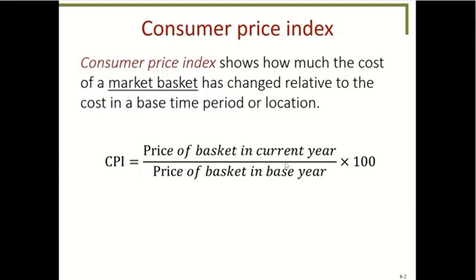CPI stands for Consumer Price Index and is calculated with a market basket. In the United States, the market basket is created by the Bureau of Labor Statistics, also known as the BLS. The basket they create represents the typical American household. The typical household does not include those living in rural areas, members of the military, and those that are institutionalized. To find CPI, you divide the price of the market basket in the current year by the price of the basket in the base year and then multiply by 100.